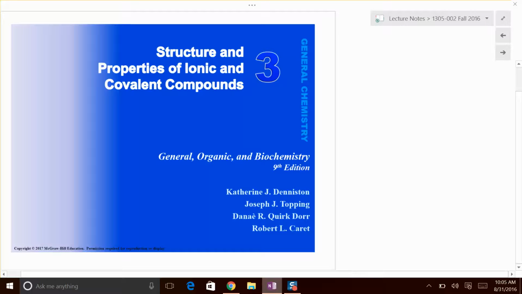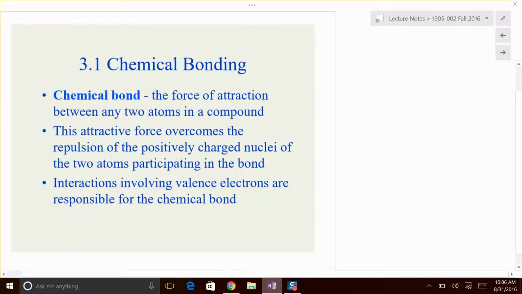So that's the end of chapter 2. We're going to start into chapter 3 now. We're going to start talking about properties of ionic and covalent compounds. And we're going to get into naming covalent and ionic compounds and structures of those, which is going to be a lot of fun. Everybody loves naming.